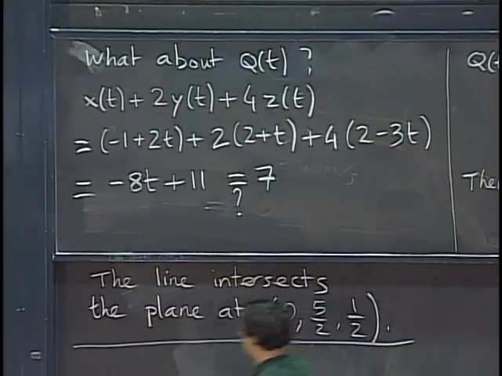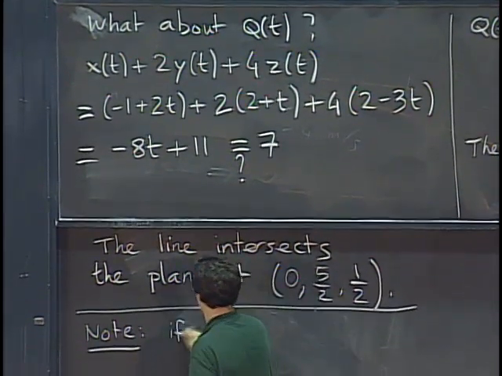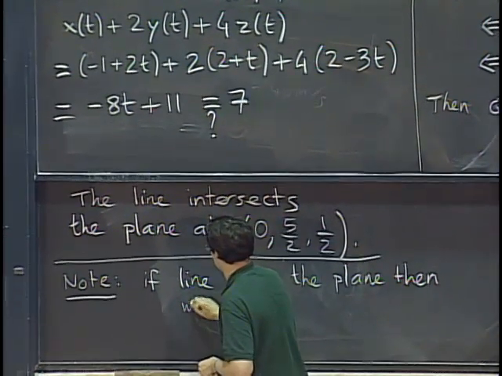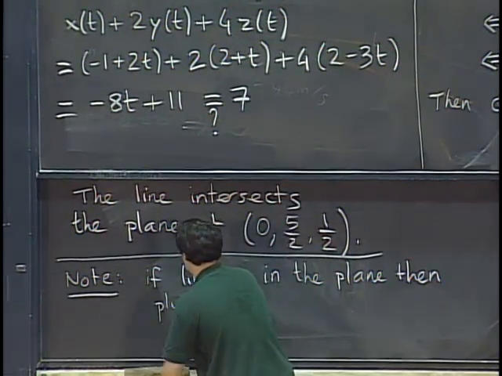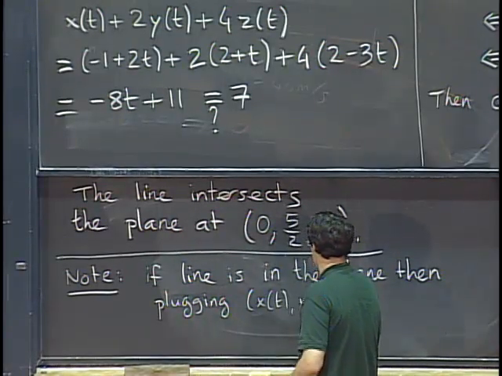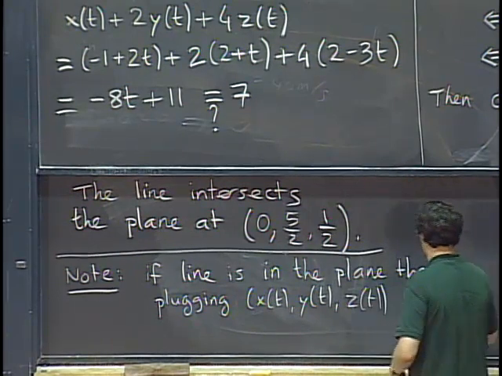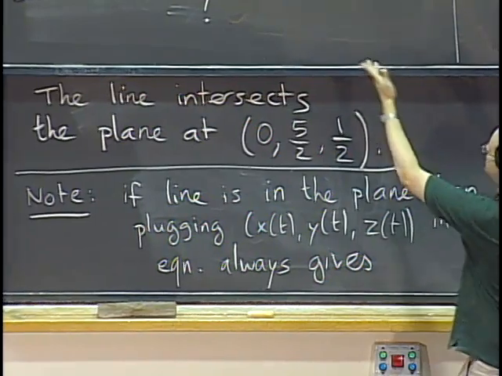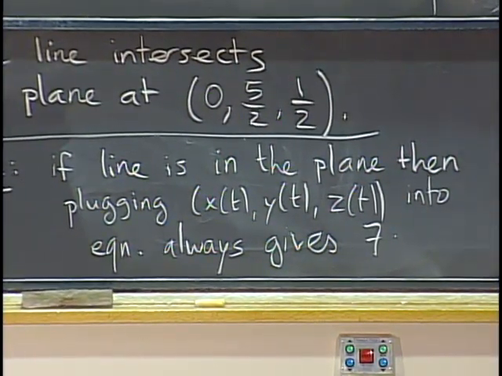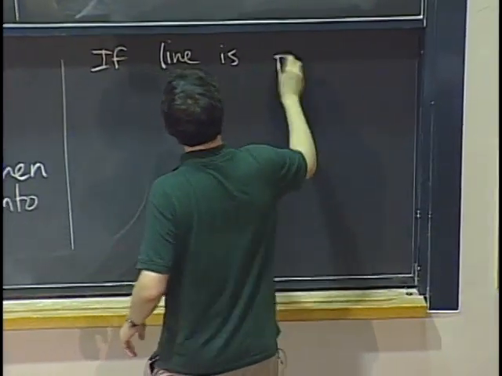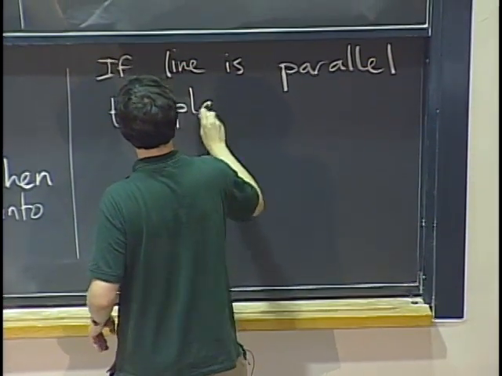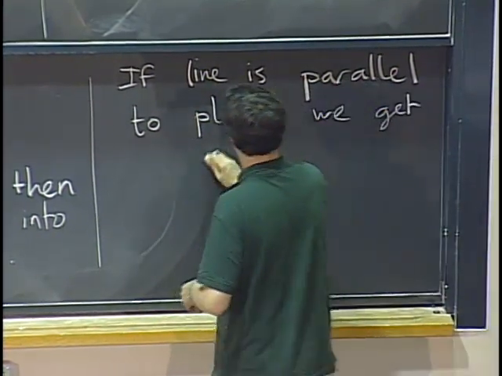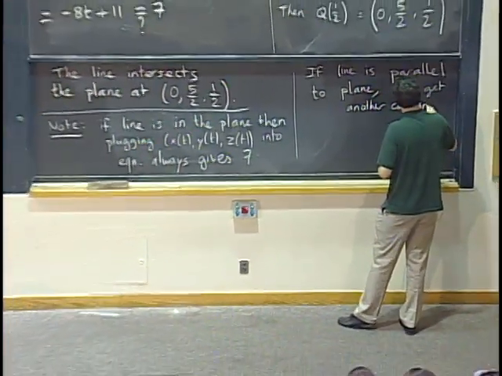So maybe I should write this down. If a line is in the plane, then when we plug x of t, y of t, z of t into the equation, we always get, in this case, 7, or whatever the value should be for the plane. If the line is parallel to the plane, in fact, we get another constant.